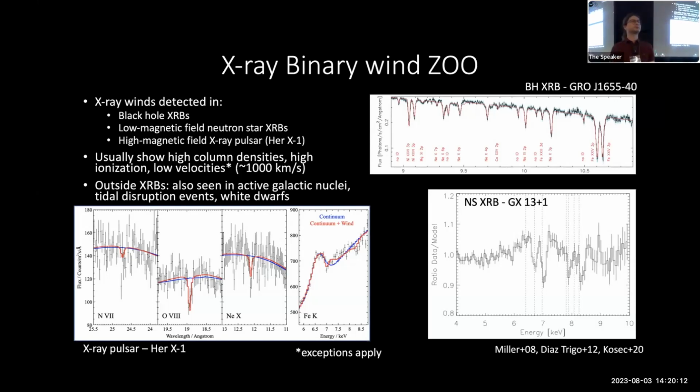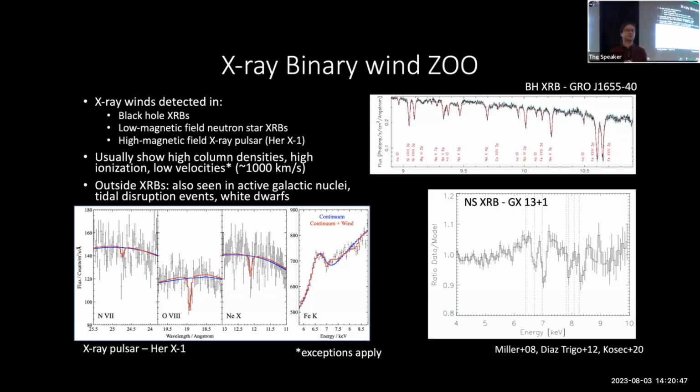These winds usually show high column densities reaching 10^23, as high as 10^24 per centimeter squared. They also show high ionization states of log xi of 3, 4, or 5. Therefore, we usually observe only hydrogen and helium lines from these winds because they're almost completely ionized. And they also typically show low velocities of about hundreds or maybe a few thousand kilometers per second, although there is a star here because some exceptions apply, and I'll talk about these towards the end of my talk.